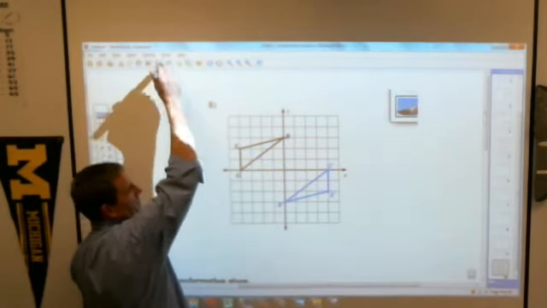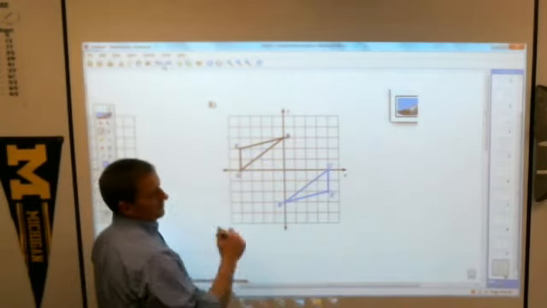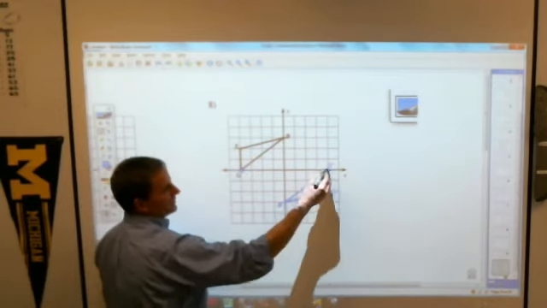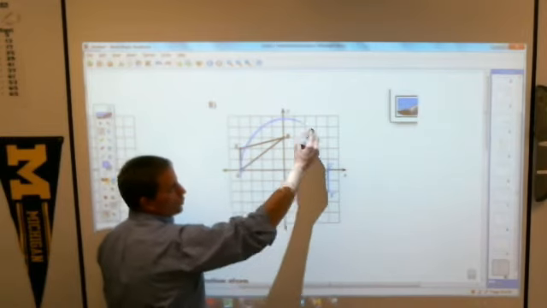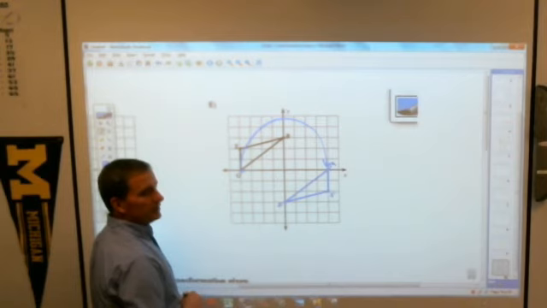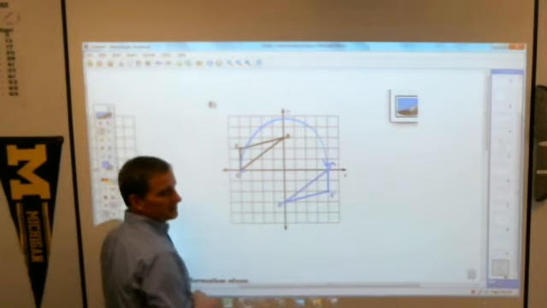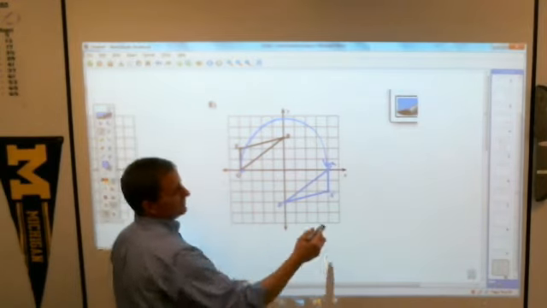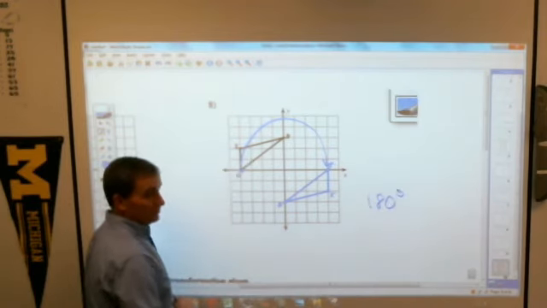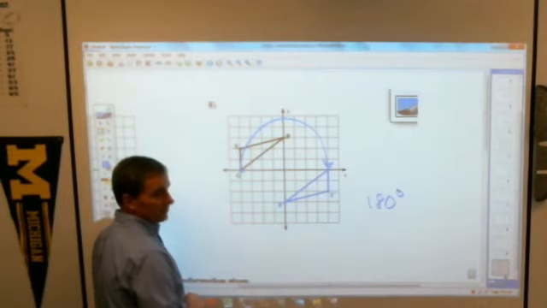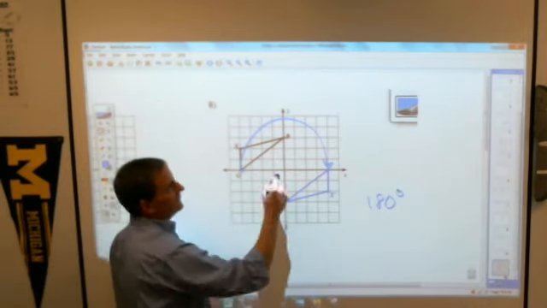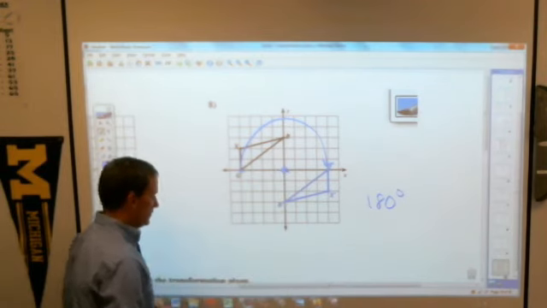What is the rotation? What happens to G? Look at point G. G went from here and went to there. How many degrees did it rotate? 180. Yes, it is a 180-degree rotation. About what though? What is the middle point of the rotation? It is the origin. And I think they'll keep giving the origin.